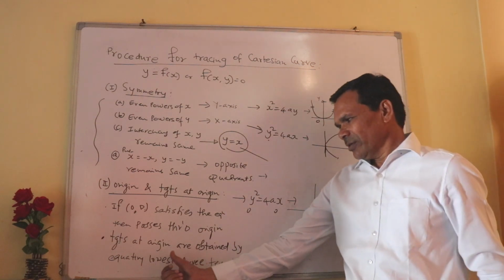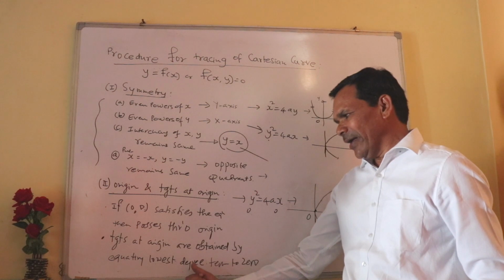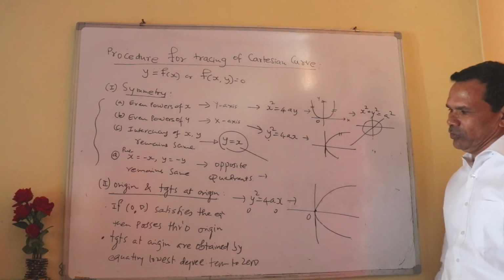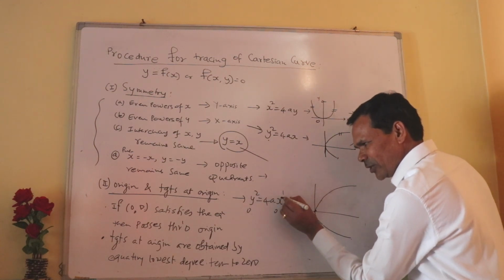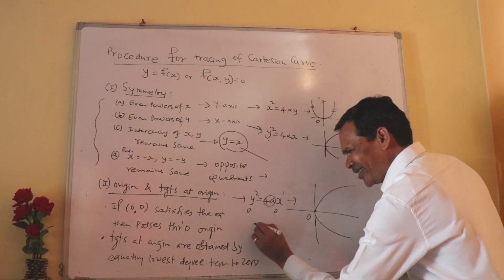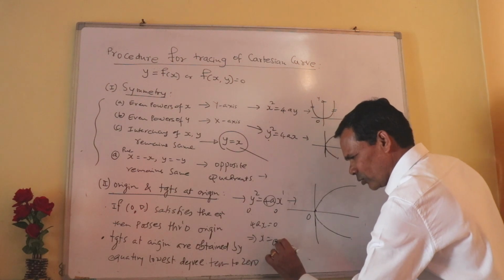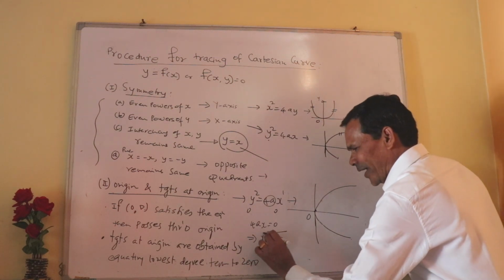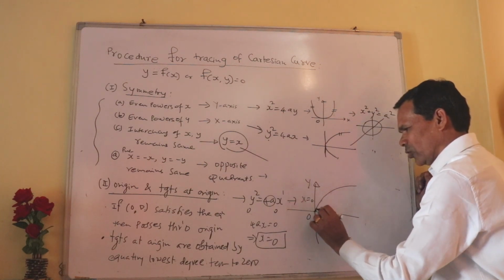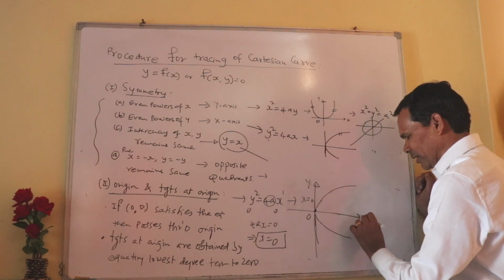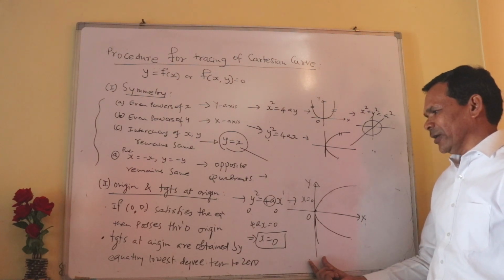Now, next important thing: after passing through origin, you can find tangents at origin obtained by equating the lowest degree term in the equation of the curve to 0. So you just have to check the lowest degree term. Degree of y square is 2, degree of 4ax is 1 because 4a is constant. So the lowest degree term is 4ax is equal to 0, meaning x is equal to 0. x is equal to 0 means y-axis. Just now we have seen y-axis. This is x-axis, this is y-axis. So x is equal to 0 must be the tangent at origin.